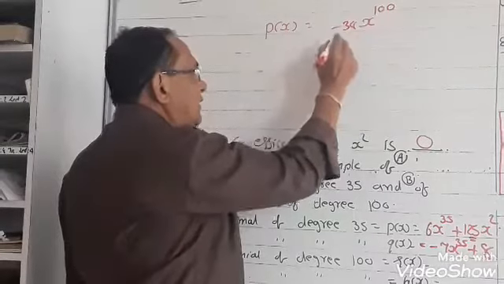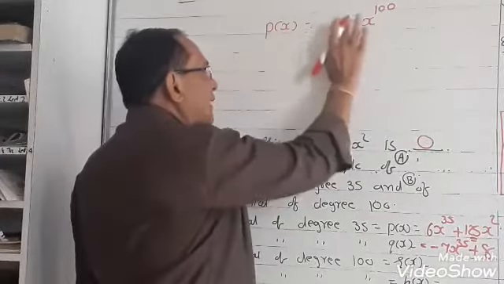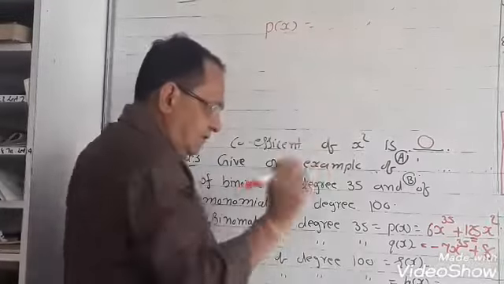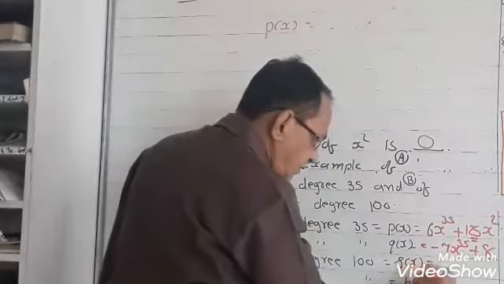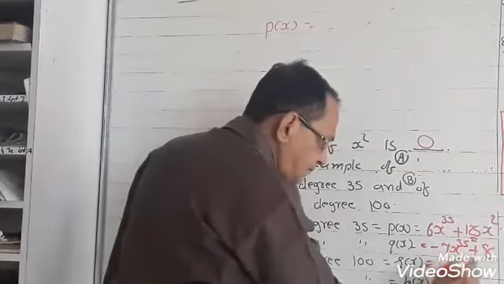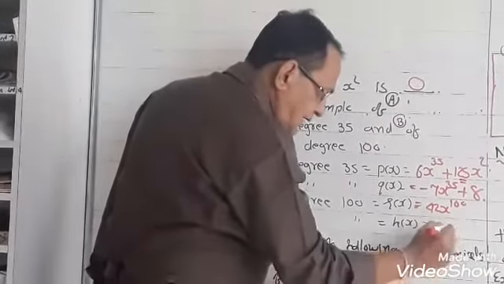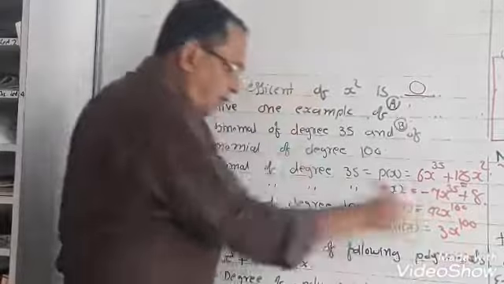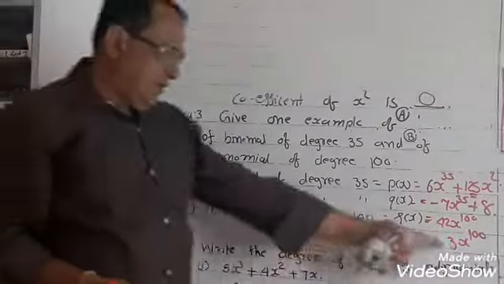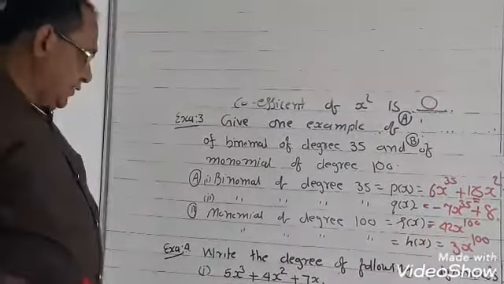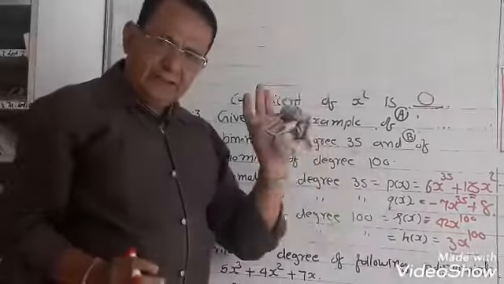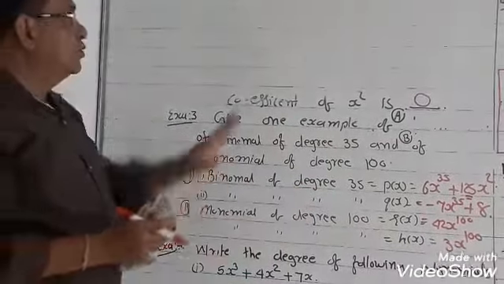38 minus 38 pi by 2, whatever you may write. So I will write here x raised to 100, 42, 3x raised to 100. I have given two examples of each one instead of one. Did you get it?